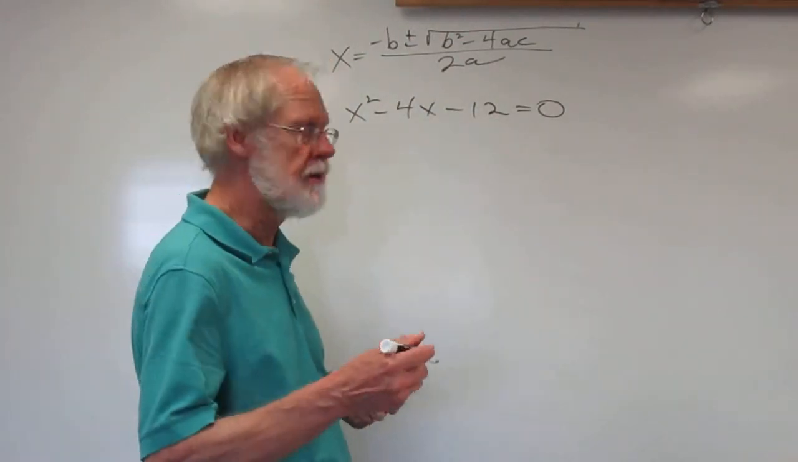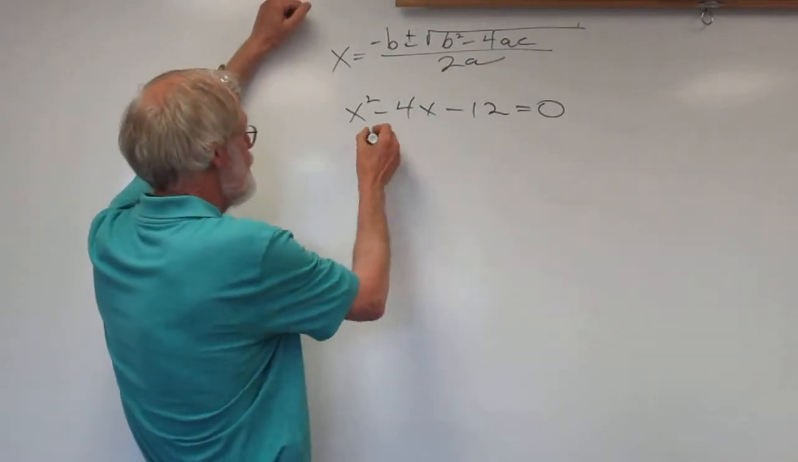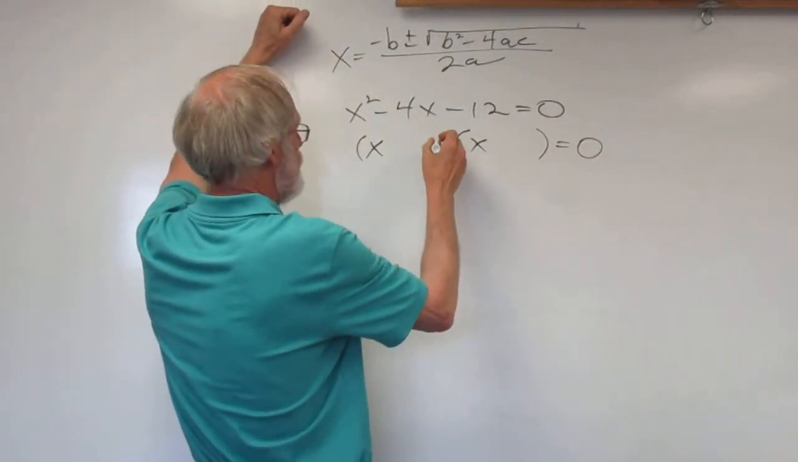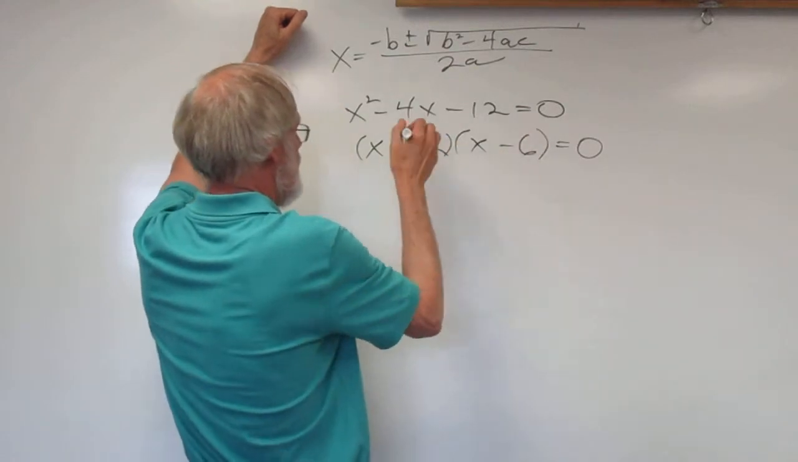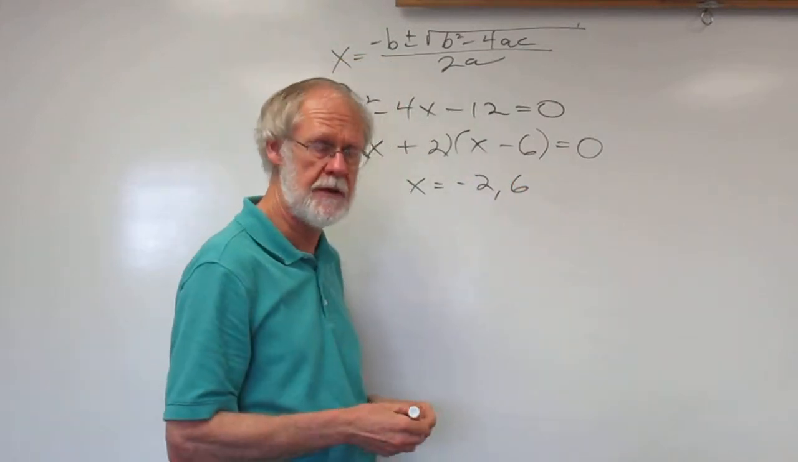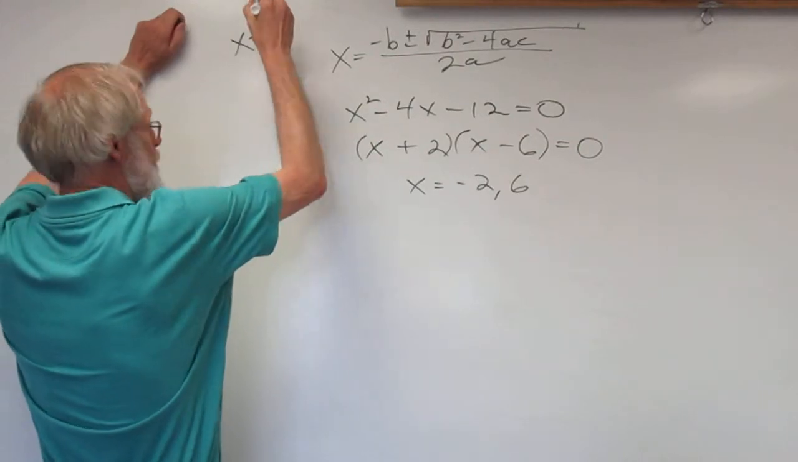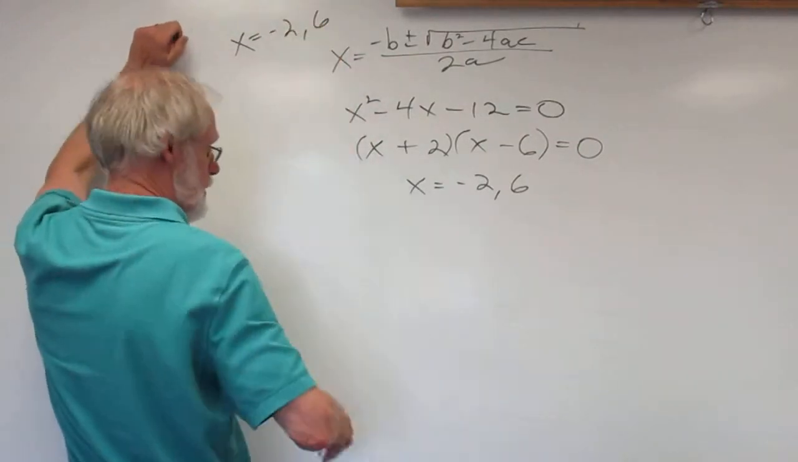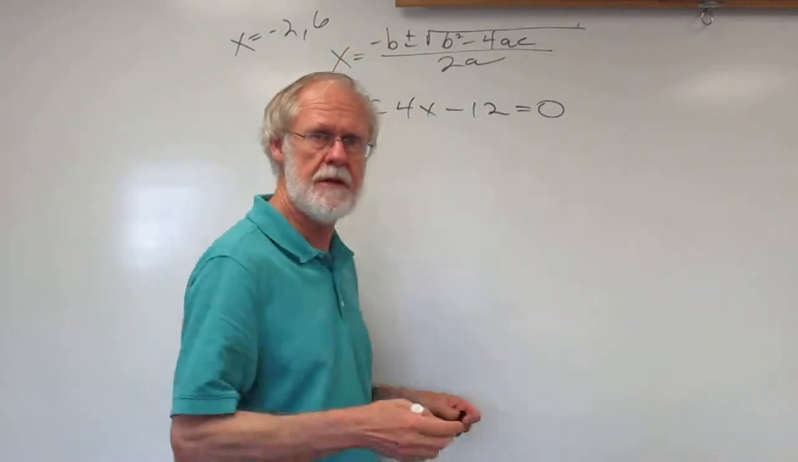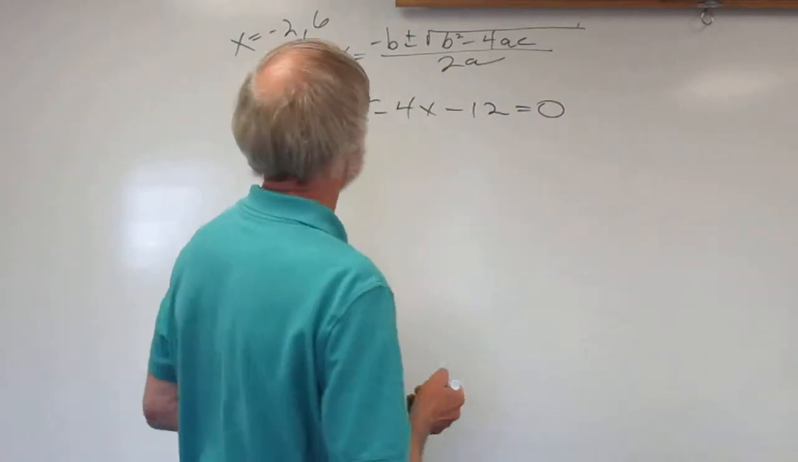We developed it in the previous video, and now we're going to use it to solve a quadratic equation. Now, you may recall that we have done this one in two different ways in previous videos. We solved it by factoring, and we got x equals negative 2 and 6. We also solved it by completing the square and got the same answer. So I'm going to put over here x equals negative 2 and 6. All right? Now, rather than use completing the square or factoring, we're going to use the quadratic formula.